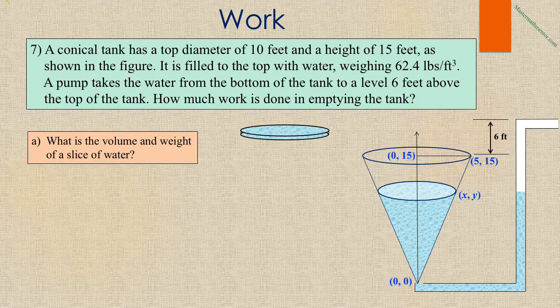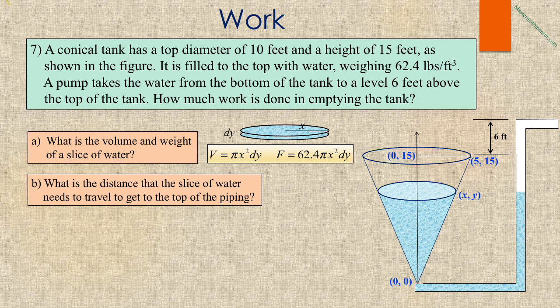To start the problem, we show a typical slice of water. We need to know its volume and thus its weight or force of that slice. Since the radius of the slice is x and its depth is dy, then its volume is pi x squared dy, and therefore its weight or force will be 62.4 pi x squared dy.